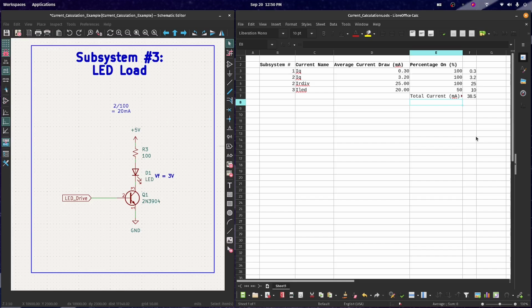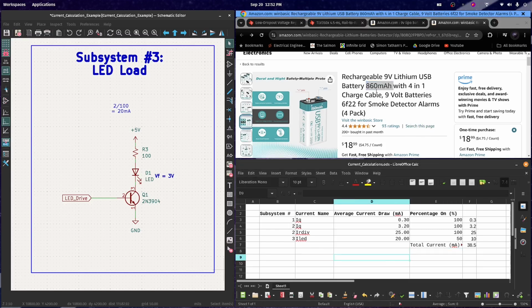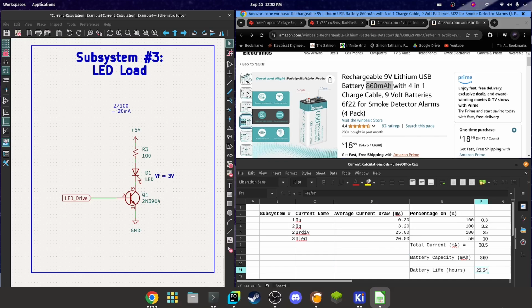Let's look at a battery to see how long the battery is expected to last. Here I have an arbitrarily chosen battery. The battery has a capacity of 860 milliamp hours. To see how long this battery lasts, we can divide milliamp hours by milliamps. With our current consumption of around 40 milliamps and the battery capacity of 860 milliamp hours, we only get a battery life of about 22 hours, or not even a full day.